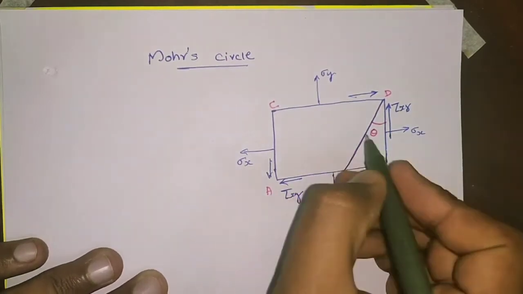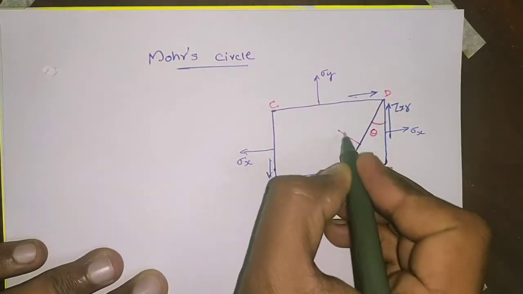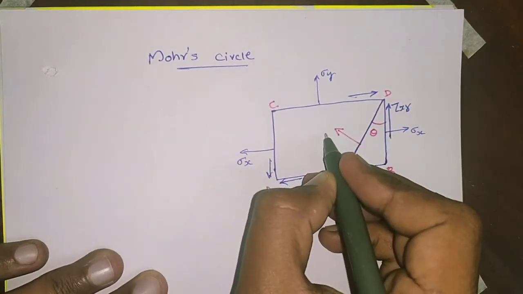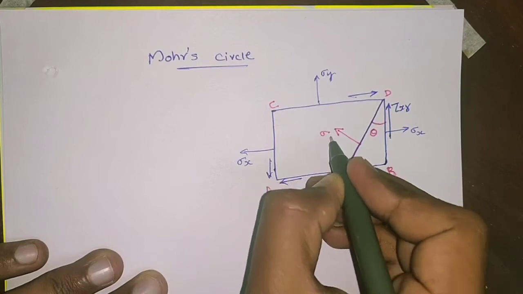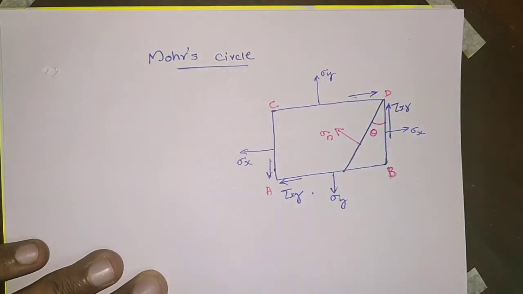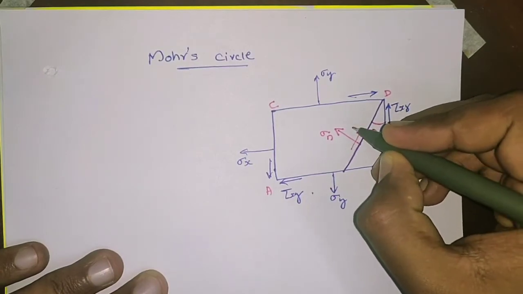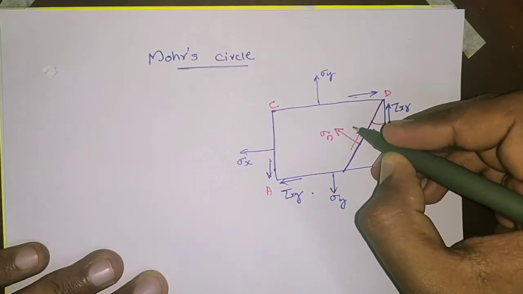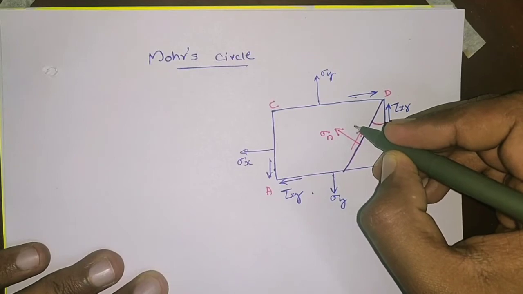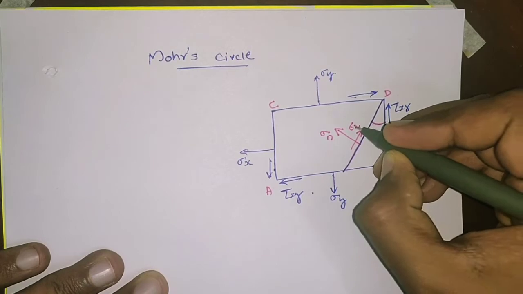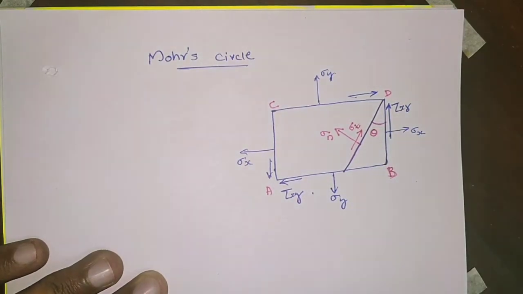And on this inclined plane a normal stress is developed, which we call sigma n. Sigma n is the normal stress. And a shear stress is also developed, which we can call sigma t or tau. We can give any name. So this is sigma t, the shear stress acting on that inclined plane.